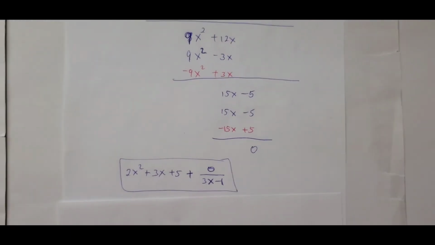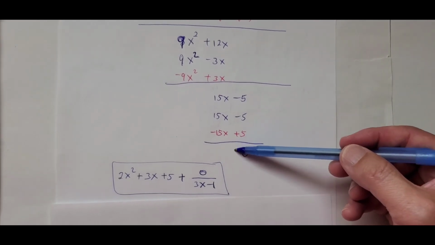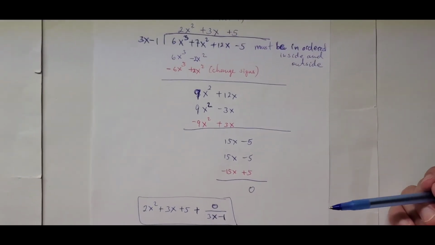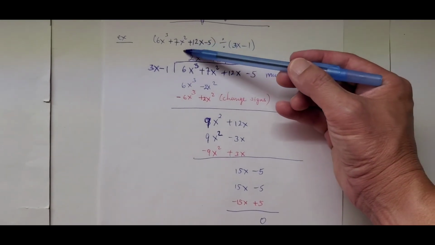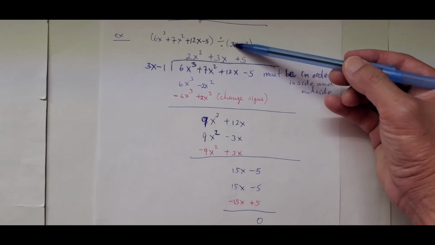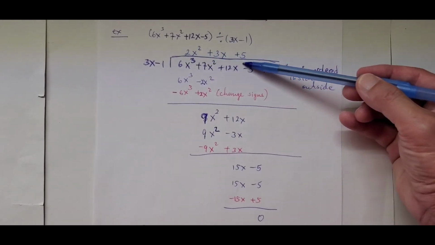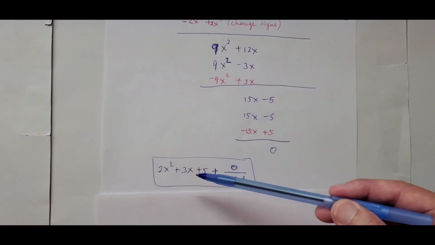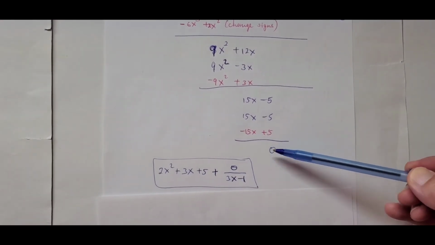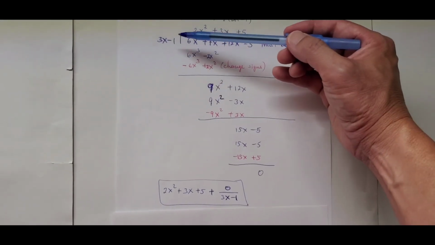So this is our remainder right here. This is how you write your answer. Make sure you put this right here where I'm circling. This is our answer. So that's what I have down here. There is no remainder, so you put 0 over the divisor, the 3x minus 1, which is here.